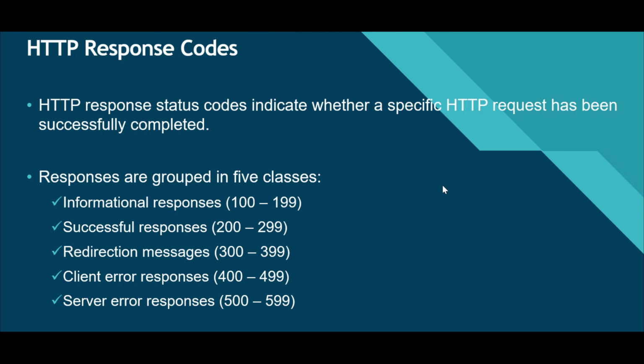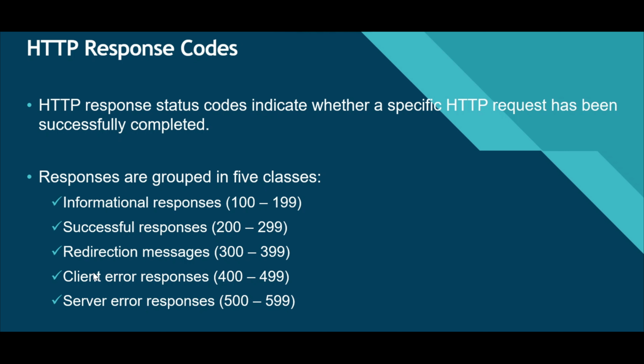Now let's see what all different HTTP response codes are available. An HTTP response status code indicates whether the specific HTTP request has been successfully completed. The response codes are grouped into 5 different categories. Informational responses, that is from 100 to 199. Successful responses, that is from 200 to 299. Redirection messages are from 300 to 399.